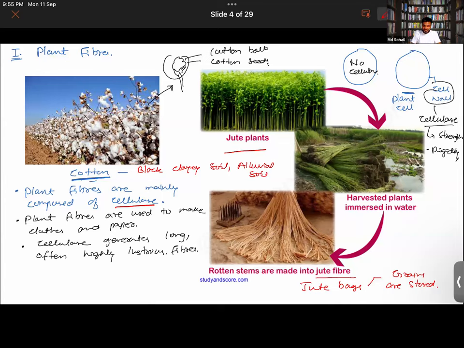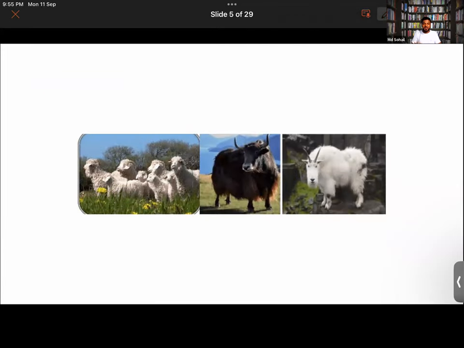Okay. Now the next source of fiber comes from a variety of animals. Can you name some of the fibers that come from animals? Wool, very good. You have silk. Silk, wool. These are the fibers that come from animals. Wool or fur comes from goats, yaks, and different types of sheep. Getting it now?